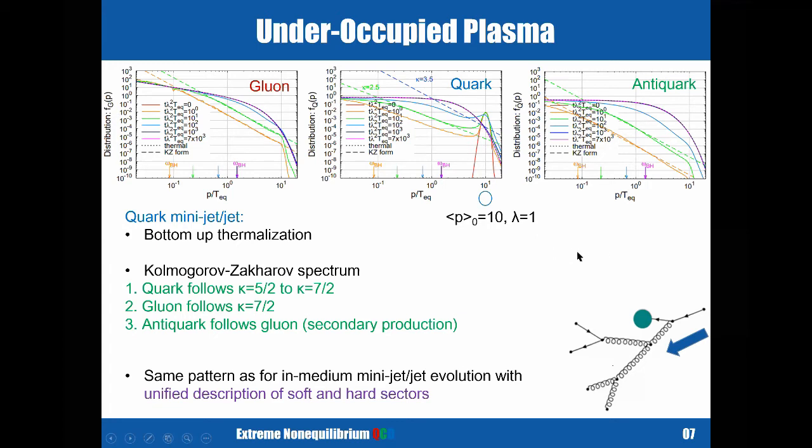One thing very good about our simulation is that this is the same pattern as for the mini jet or jet evolution, but in our calculation it is a unified description of both the soft and the hard sectors. Within our simulation, we can investigate not just the energy loss of the jet, but also the equilibration of the jet and the heating up of the jet, in such a way that it is self-consistent.